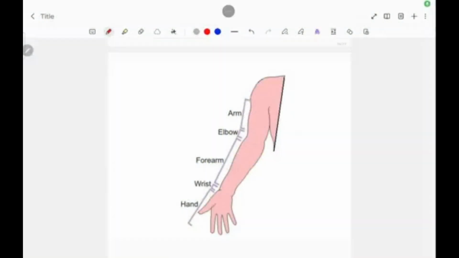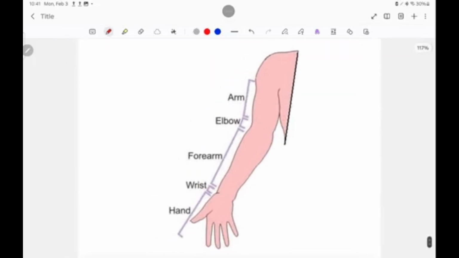Hello everyone, today I'll be explaining about the ulnar nerve. I'll explain about its course, which muscles it supplies, and at the end I'll explain about an injury to it, what will happen to the muscles that it supplies. Okay, so I'll start with the course.